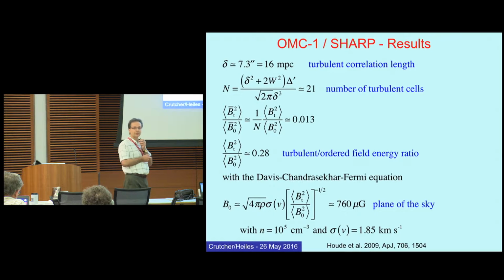So of course, it's very tempting to take these values and throw them in the DCF equation, and then you can measure the magnetic field. In this case, we got about 800 microgauss. Now, if we had not taken into account the integration, we would have gotten this value times the square root of 21, which is about 3.5 milligauss.